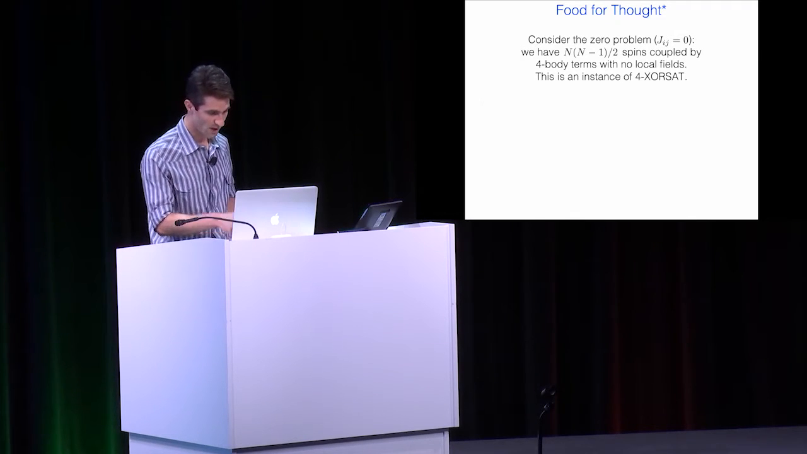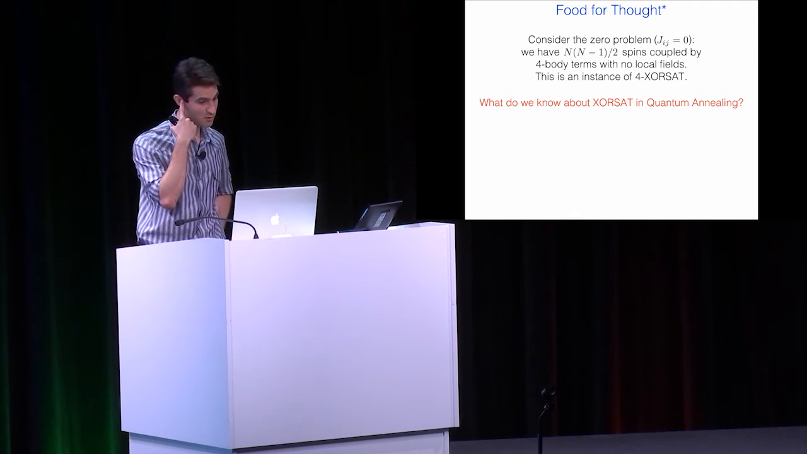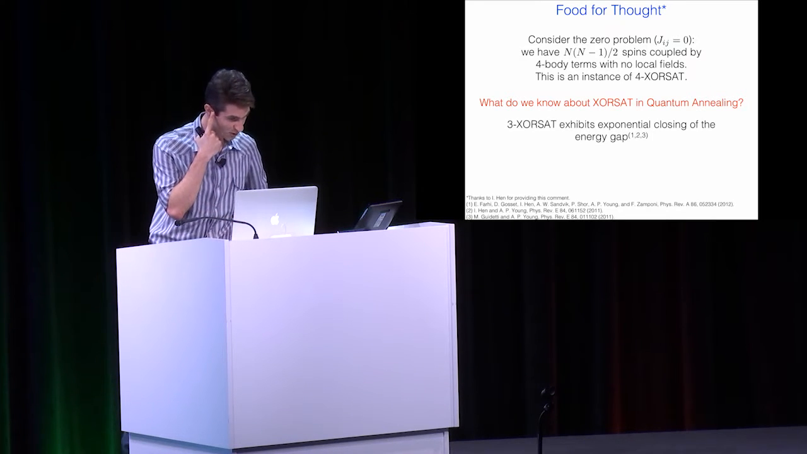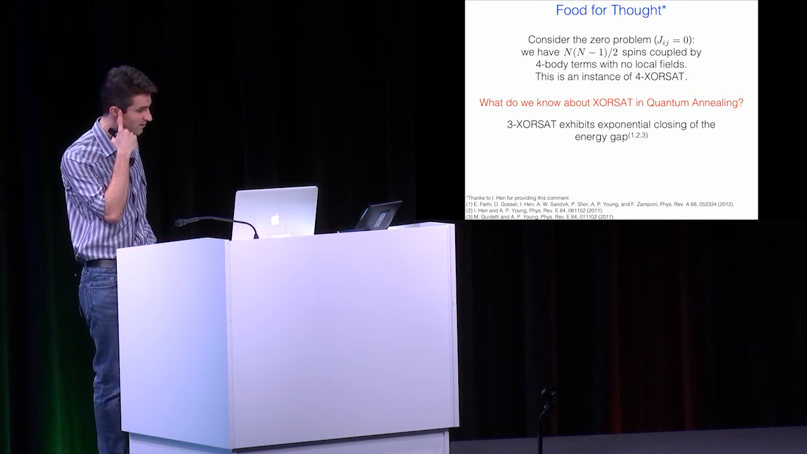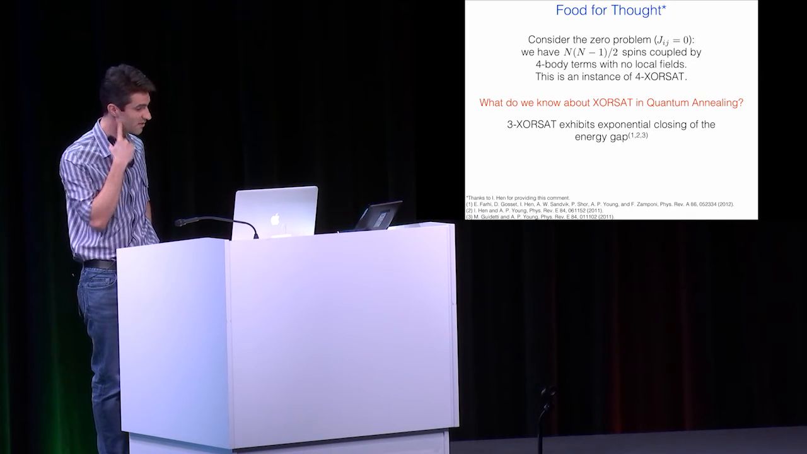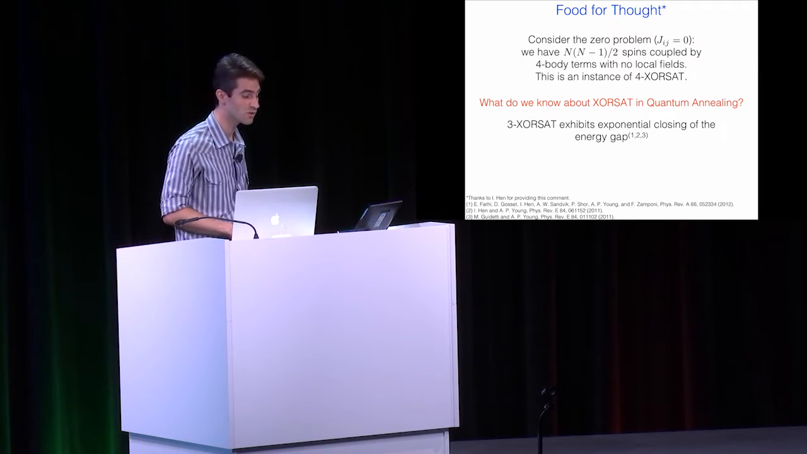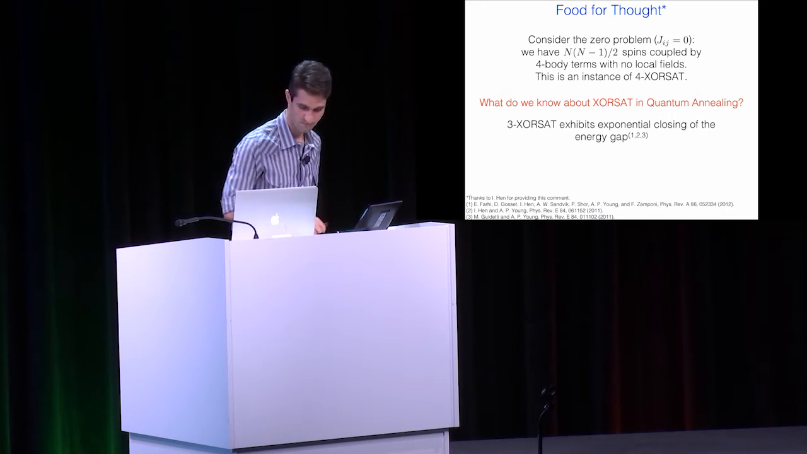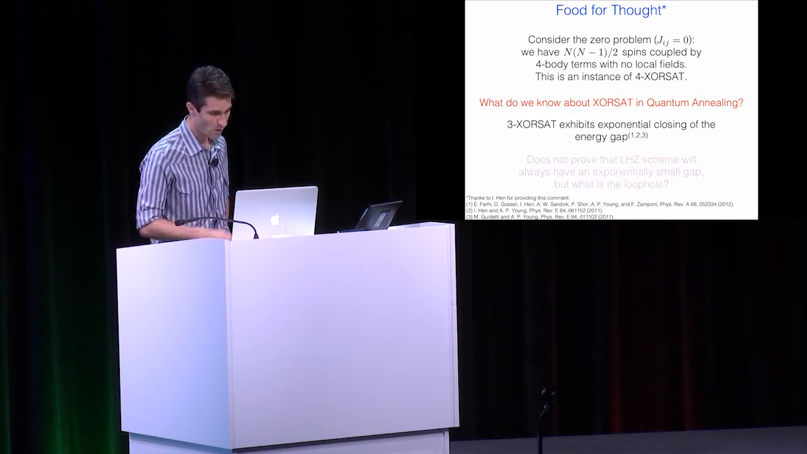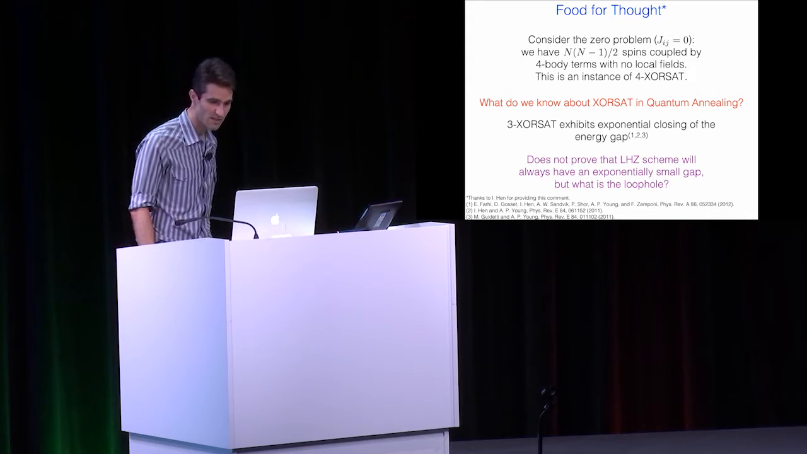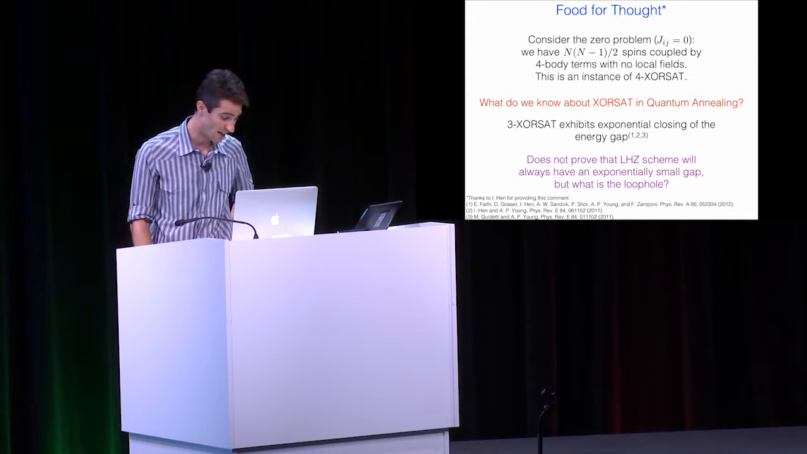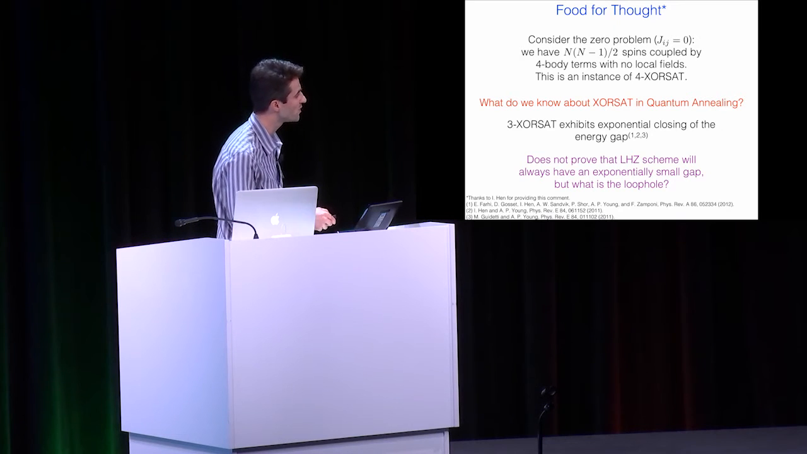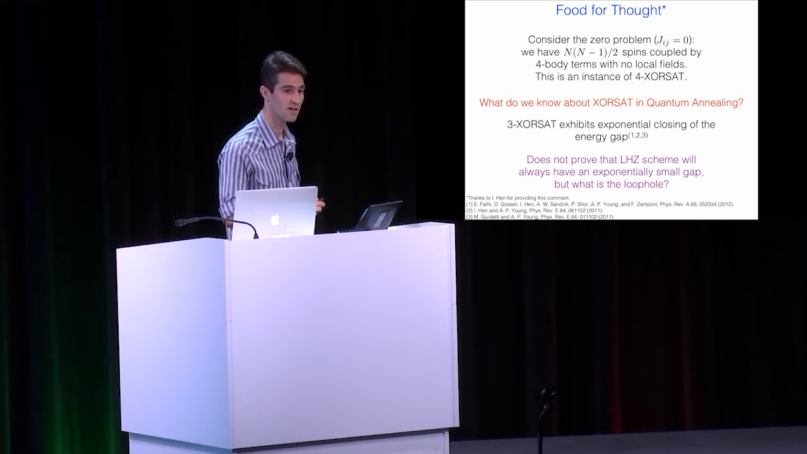Okay? So you might ask yourself, well, what do we know about XORSAT and quantum annealing? And so if you do the literature search, it turns out people know that 3-XORSAT exhibits an exponential closing of the energy gap. And I point you to these 3 papers. So while this doesn't prove that the LHZ scheme will always have an exponentially small gap, the question I want to pose to you, the audience, is what is the loophole? Because I don't know it.